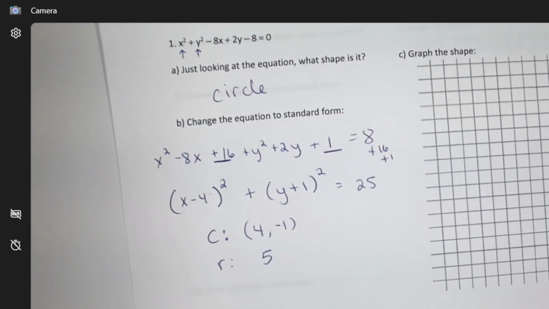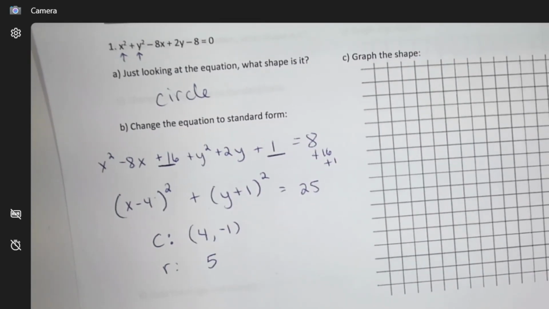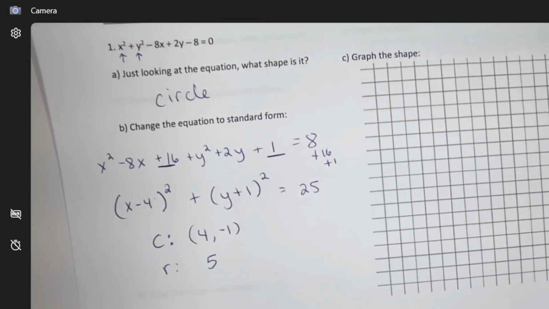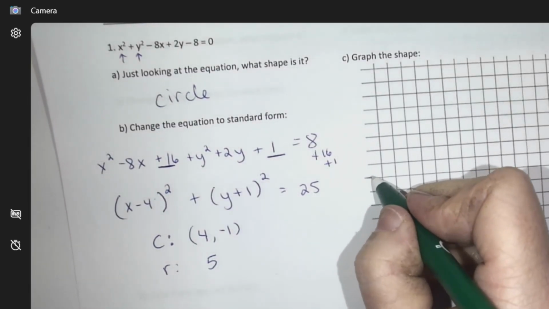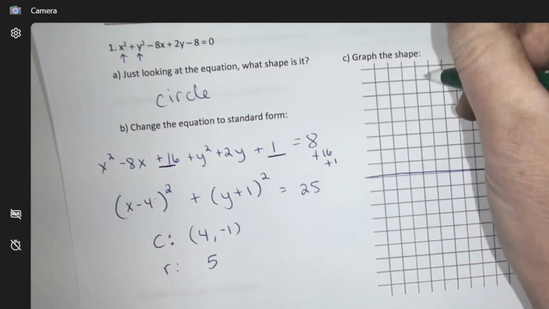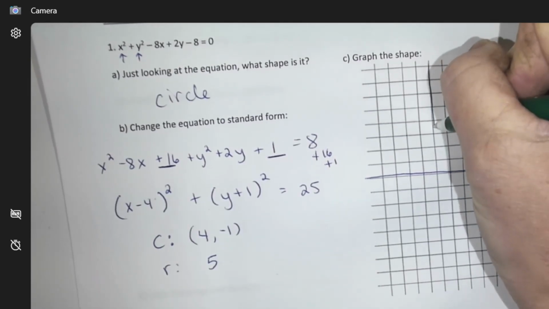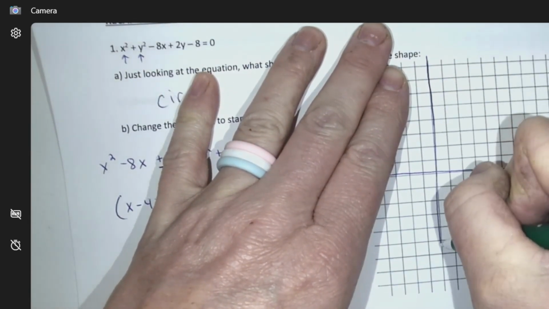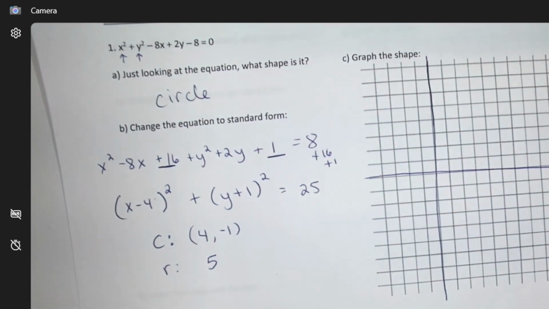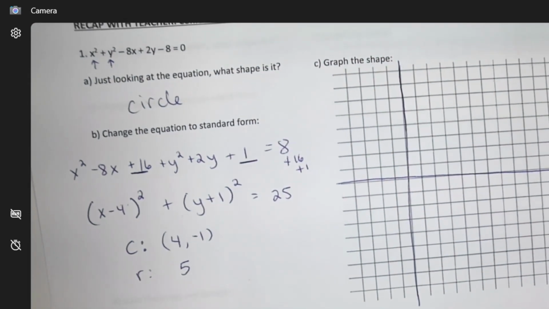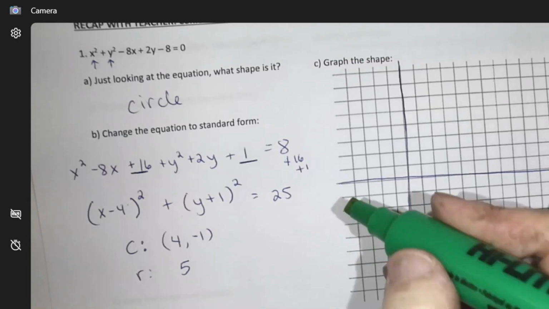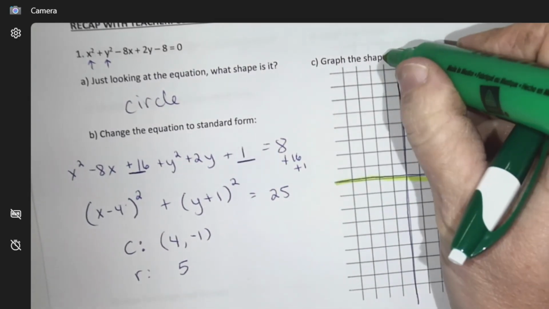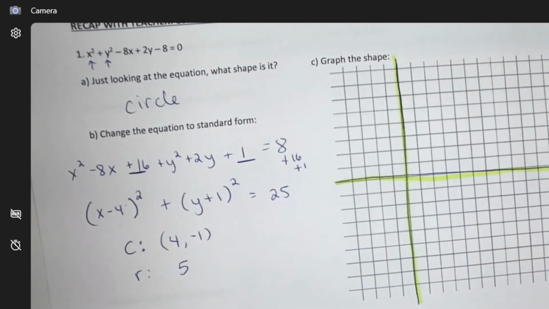Okay, so on your test, I'm going to give you a grid, but I don't have any axes on there. So 4, -1, I'm probably going to draw my axis a little bit not right in the middle. So I kind of off-centered because I knew that my x value was 4, so it's a little bit more to that way.